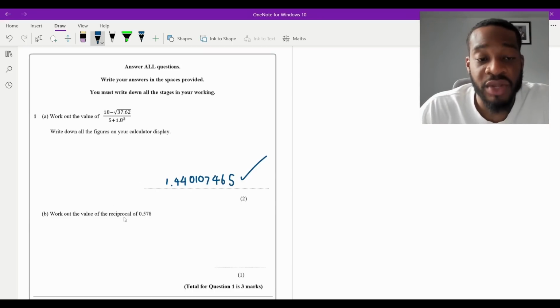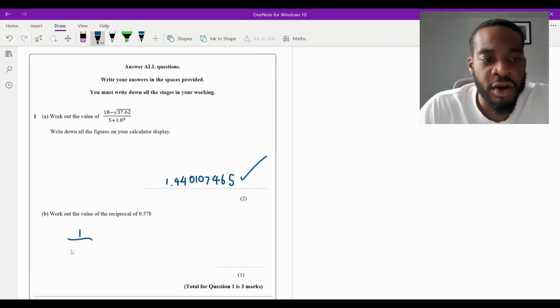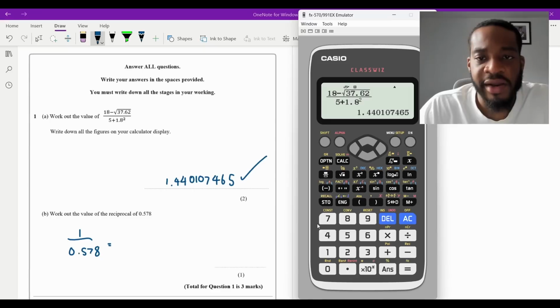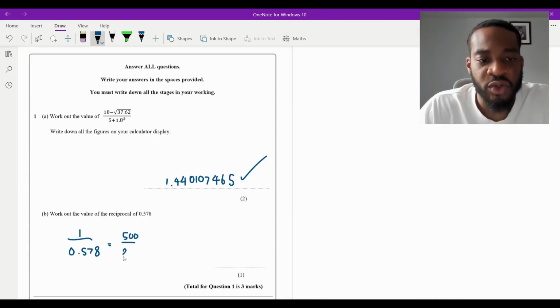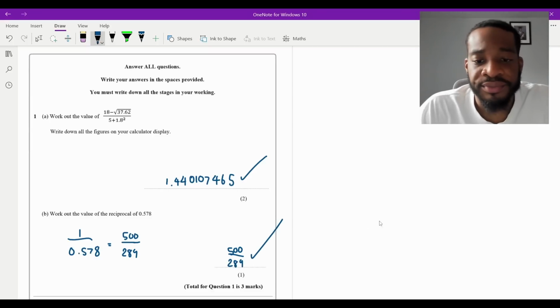Part B says, work out the value of the reciprocal of 0.578. Now, remember the reciprocal literally means 1 over. So the reciprocal is going to be 1 over 0.578. Putting this into my calculator, see what we get. This is equal to 500 over 289. So the answer is 500 over 289, and I'll put that there as well. And that's finished.